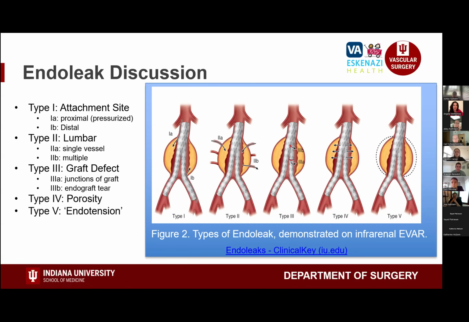These endovascular repairs are often done with multiple grafts. A type 3A endoleak is when you have loss of junction between grafts. A type 3B endoleak is caused by a tear within the endograft itself.